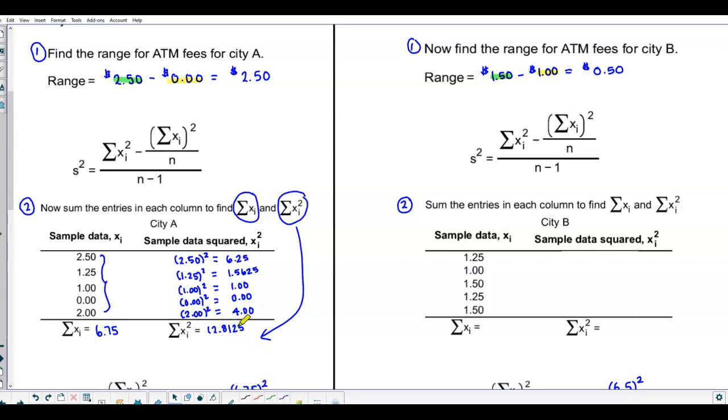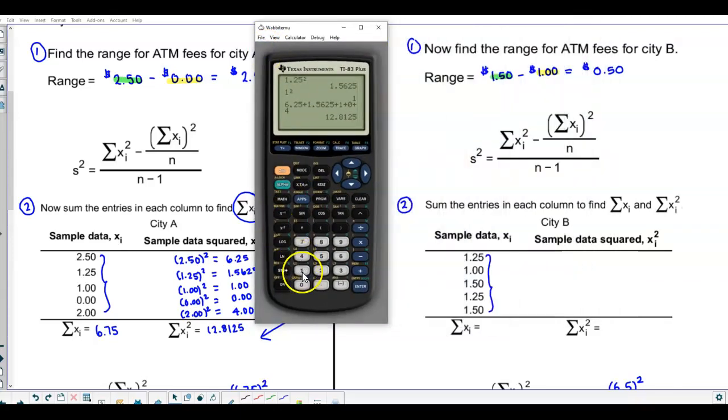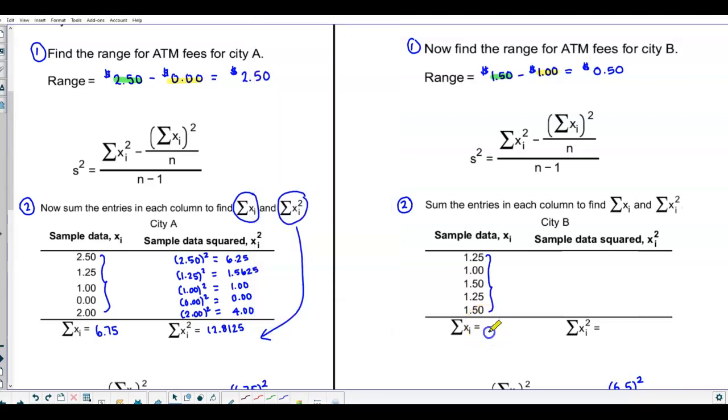Okay, so let's do the same thing over here for part 2. We're going to add up all these numbers to find out what the sum is. So we're going to take 1.25 plus 1 plus 1.50 plus 1.25 plus 1.5. And that gives us a sum of 6.5.